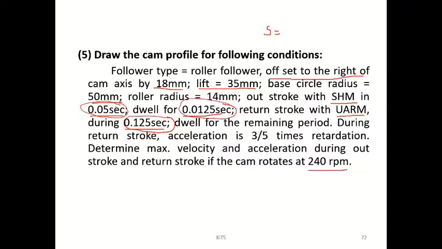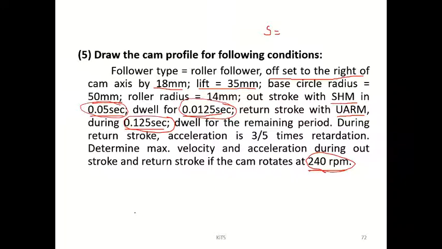Okay. So this is the time taken for outstroke. This is the time taken for dwelling period, and this 0.125 seconds is the time taken for return stroke. In the earlier problems they gave all the values. So now we have to convert these times into angle values. But they have given that this is rotating at the speed of 240 rpm.